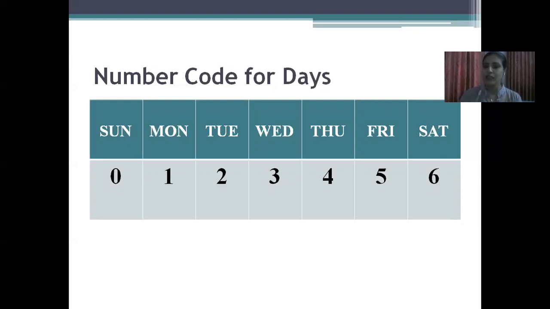These are the number codes for days. From Sunday, Monday, Tuesday, Wednesday, Thursday, Friday, Saturday, you have the numbers 0, 1, 2, 3, 4, 5, 6. It's quite easy to remember these numbers. Sunday is 0.